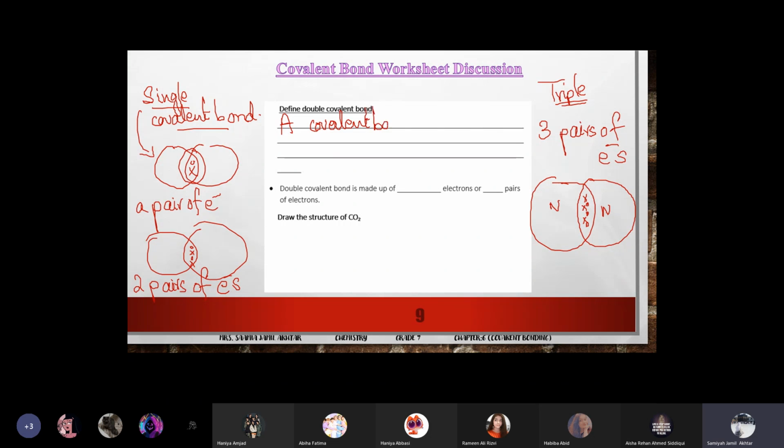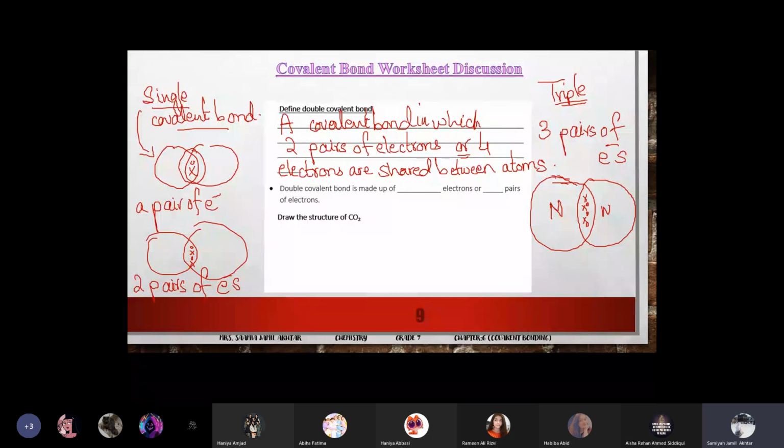Write the definition: a covalent bond in which two pairs of electrons, or four electrons, are shared between atoms. Please everyone note it down on the worksheet, and if you haven't submitted the worksheet yet, please submit it. A covalent bond in which two pairs of electrons, or a total of four electrons, are shared between atoms.